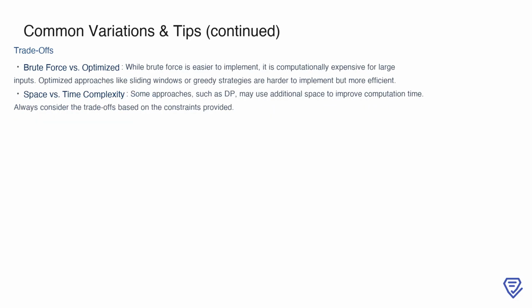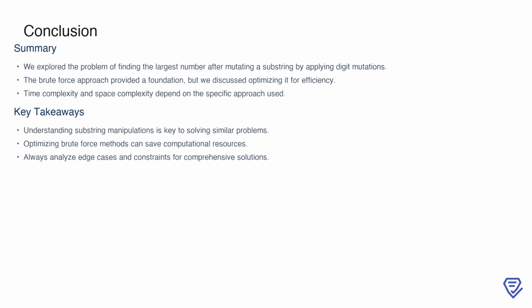When deciding on an approach, it's important to weigh the trade-offs between different strategies. Brute force methods, while simpler to implement, are computationally expensive for large inputs and may not meet performance constraints. Optimized techniques, such as sliding window or greedy strategies, are much more efficient but often harder to implement correctly. Another consideration is the balance between space and time complexity. For example, dynamic programming can reduce computation time by leveraging pre-computed results, but it typically requires additional memory. Always consider the specific constraints provided in the problem to choose an approach that strikes the right balance between simplicity, efficiency, and correctness.